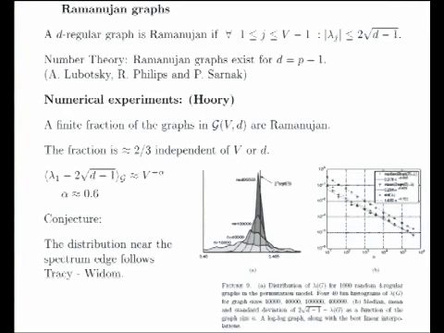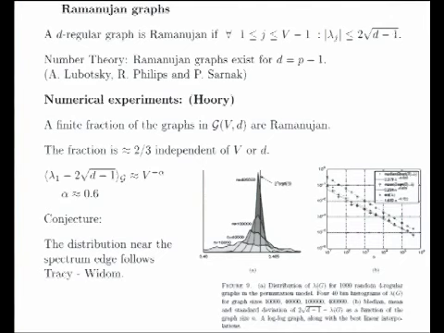The rest is only guesswork, numerical guesswork, what I'm going to tell you, and it's based on results which I got from papers which quote Khoury. What he tells us is that a finite fraction of the graphs in G(V,D) are Ramanujan. The fraction is approximately 2/3, independent of capital V or D. And if you look at the mean deviation of the largest non-d eigenvalue from the edge of the spectrum, then it behaves like V to the minus alpha, where V is the number of vertices and alpha is approximately 0.6.